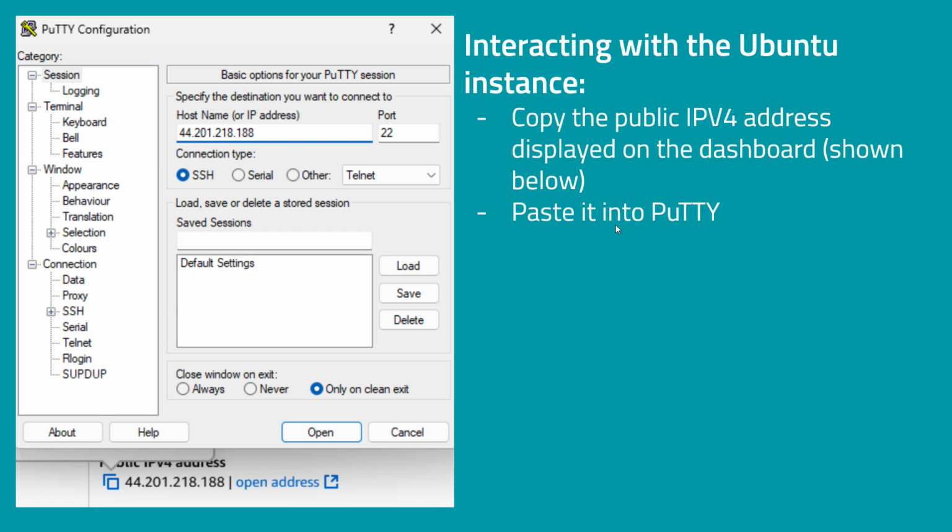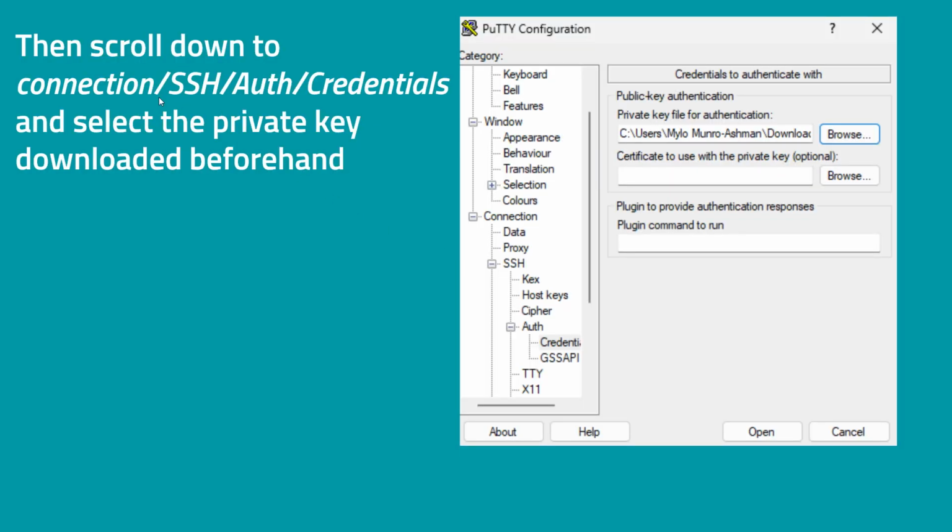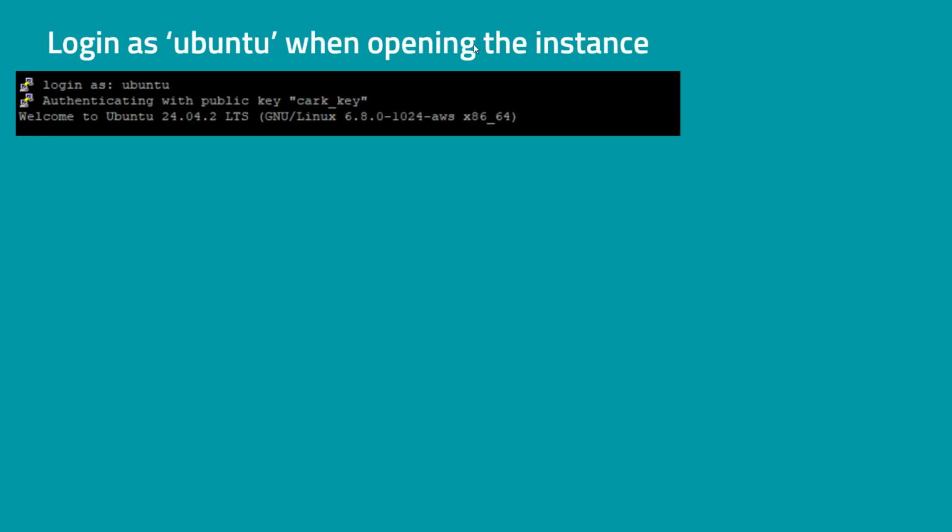Now, to actually interact with the Ubuntu instance, copy the public IPv4 address displayed in the dashboard, as I've shown below here, and then paste it into your PuTTY configuration window. Once you've pasted it, make sure the connection type is SSH, and you select port 22. And once you've done that, you can scroll down to connection/SSH/auth/credentials and select the private key you've downloaded beforehand. And then once you've done that, you will be able to access your Ubuntu instance.